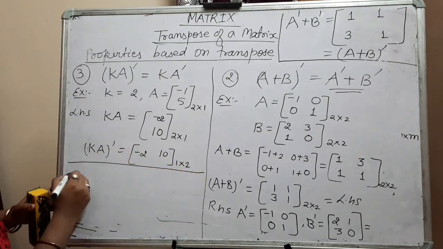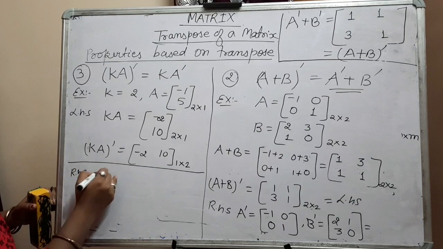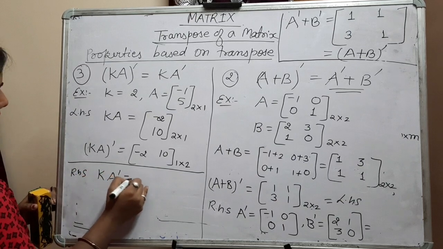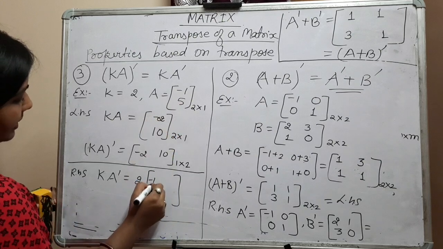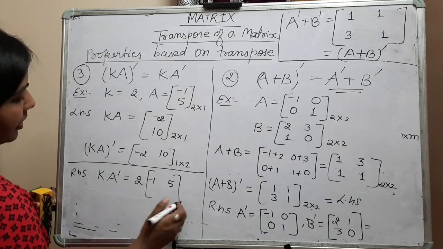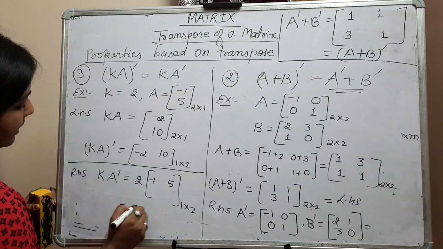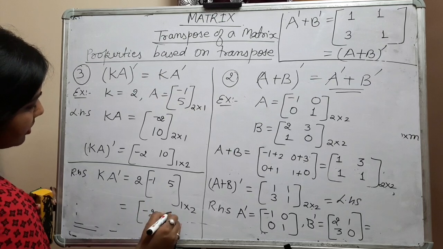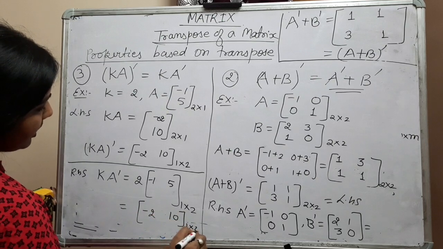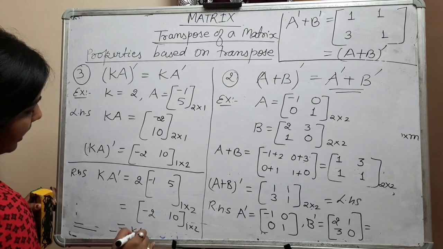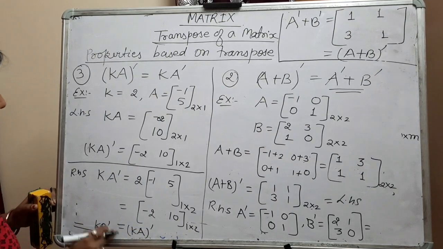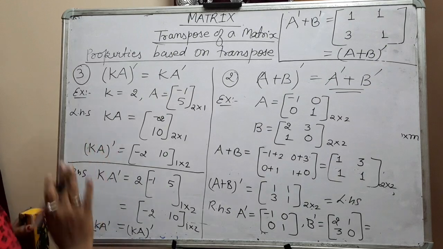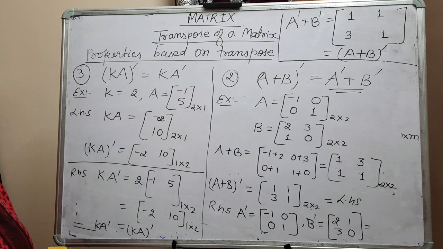Now I will proceed to the right hand side part. This is k A dash. K is 2, and A dash we find as minus 1, 5 with order 1 by 2. Finally we get minus 2, 10, and this value equals (kA) whole dash. So it is proved. LHS equals RHS, so the third property is also proved.